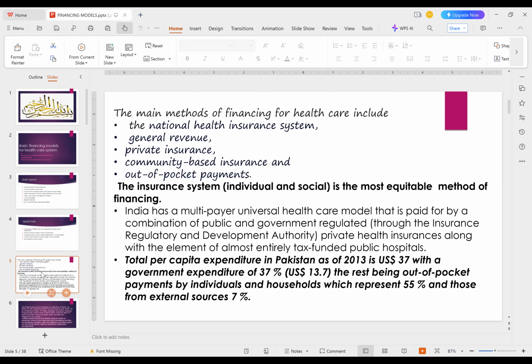Total per capita expenditure in Pakistan as of 2013 is 37 US dollars, with a government expenditure of 37%, which is around 13.7 US dollars, the rest being out-of-pocket payments by individuals and households, which represents about 55%, and those from external sources at 7%.